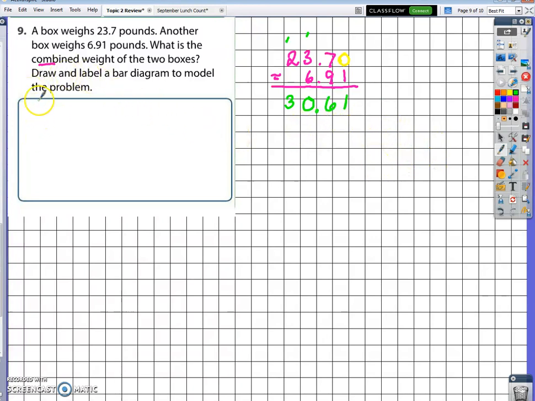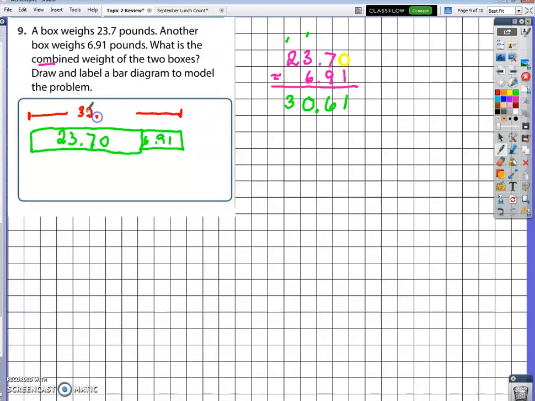Now we do our model. So in our model, this is where you draw those bars, and I have one bar, a rather large one, that represents the larger of the two numbers, 23 and 70 hundredths. I'm going to add to it a smaller bar, which represents the 6 and 91 hundredths. And then if I were to add those two, from here to here is going to be our 30 and 61 hundredths. And again, that's 30 and 61 hundredths miles.